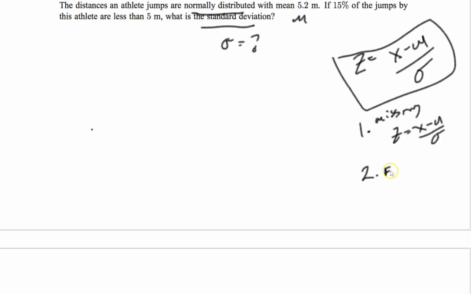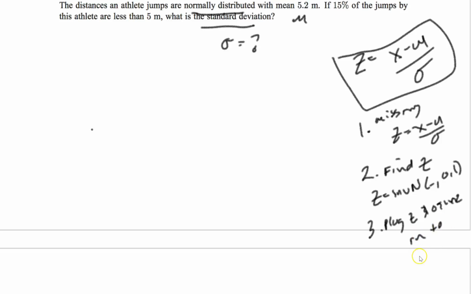2, we got to find z. You're like, how do I find the z here? Well, z is always the same way. That's good news. It's invert normal where my standard deviation and mean are 0 and 1. Because remember, z stands for standard normal. So we're doing the invert of that, and it's 0, 1 always. And 3, plug z and other given values in to find the variable.